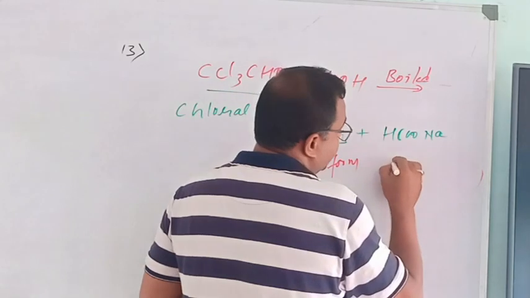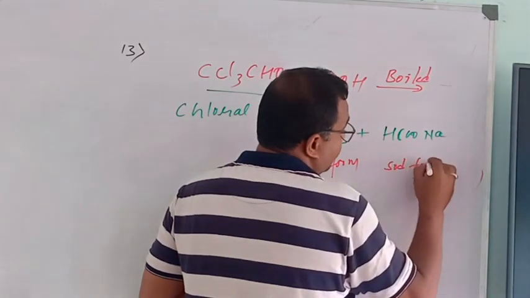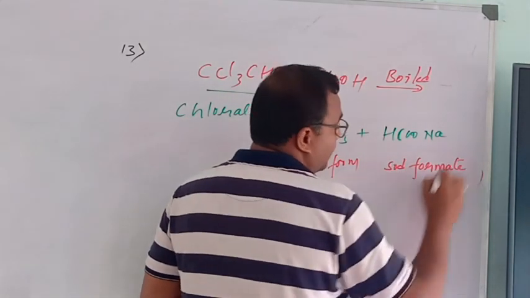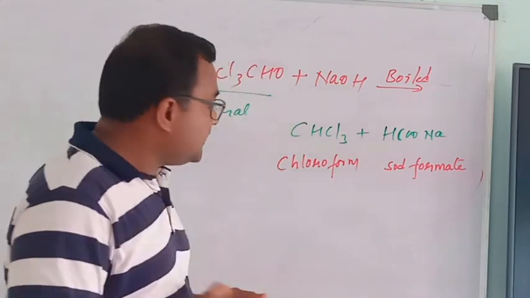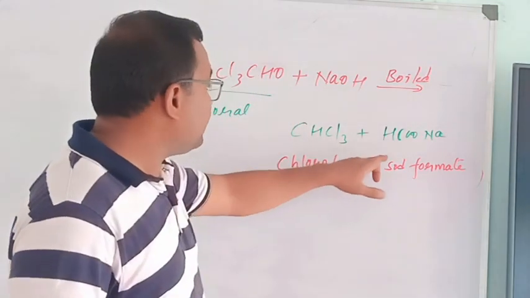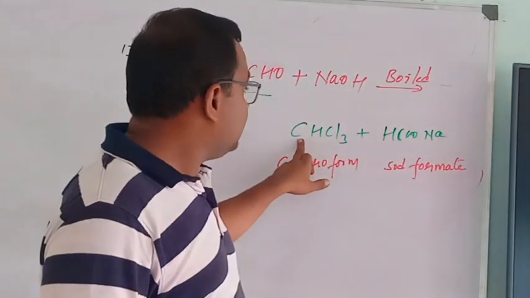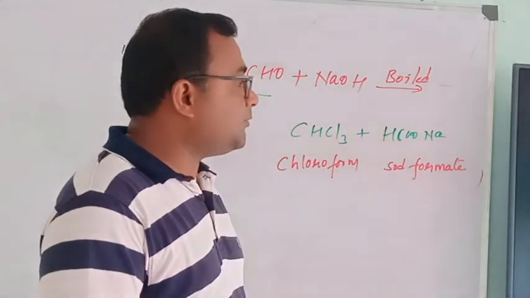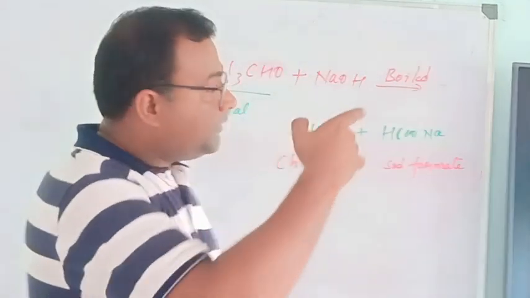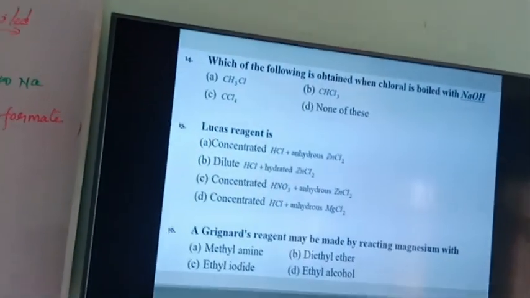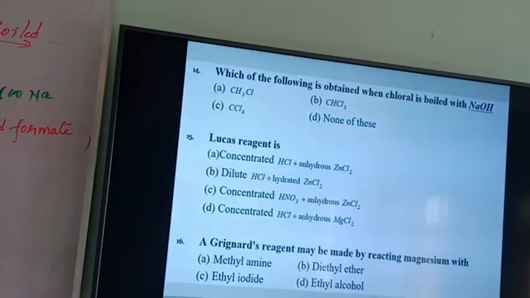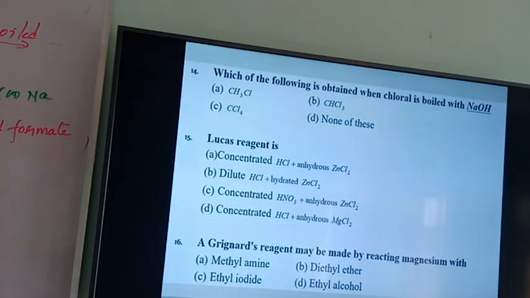This is sodium formate that is formed. Just see where these compounds are. HCOO is not there, but this compound is CHCl3, and the correct option is given there. Option B is the correct option.